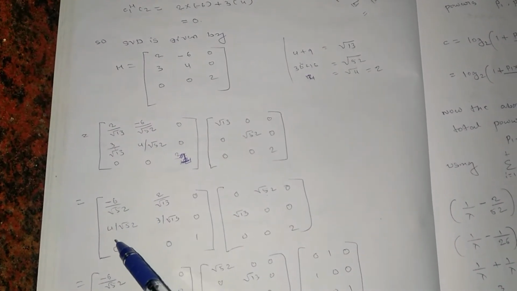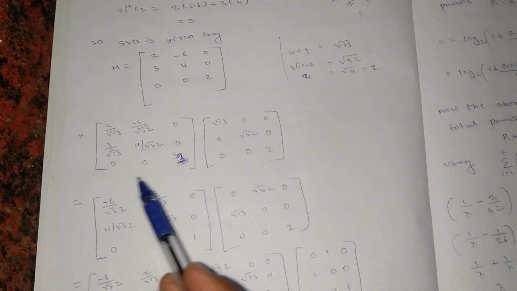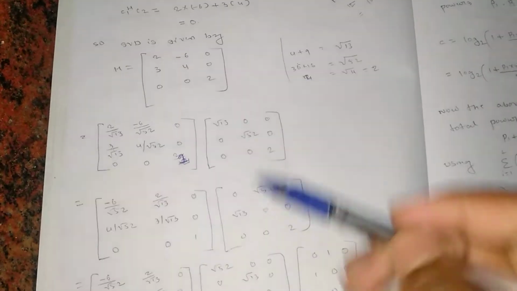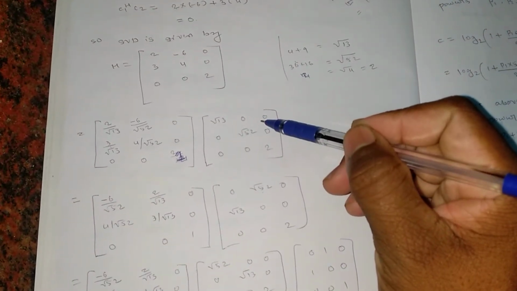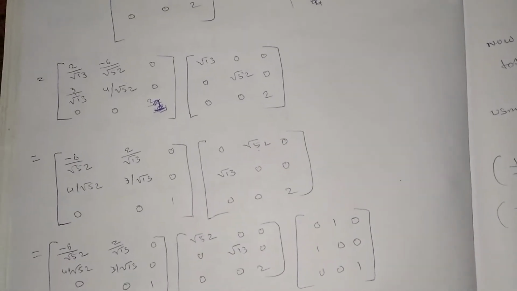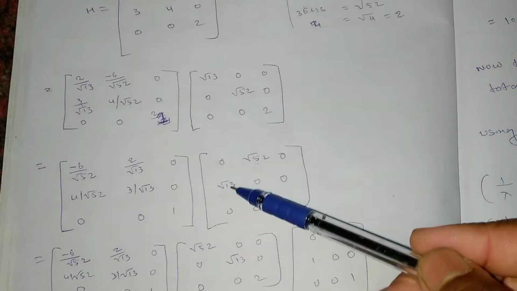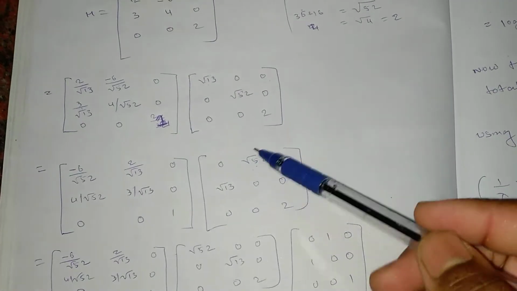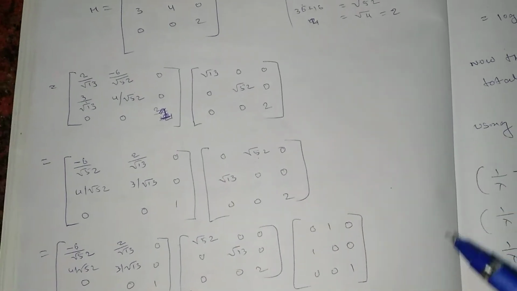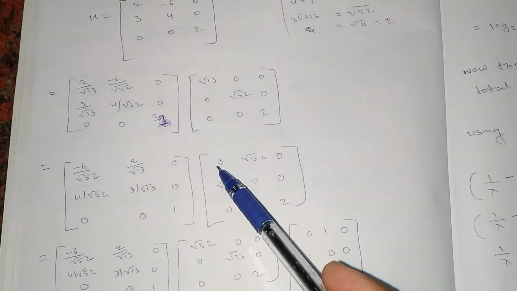So you can see here minus 6 by root 52 and then 4 by root 52 0, so I have interchanged this one. Next, interchange these two rows here. Alright, so we have flipped the rows here. You can see root 13 has come a bit down, and the root 52 is in the first row. Alright, so next I want to shift this root 52 to the first position.